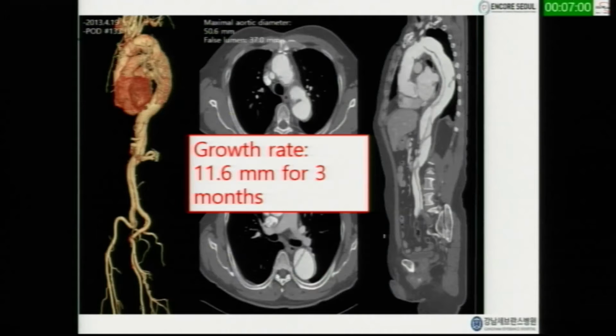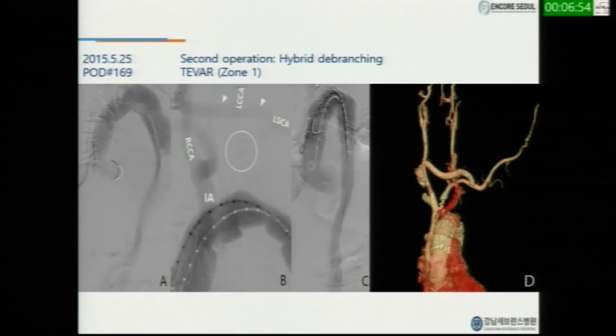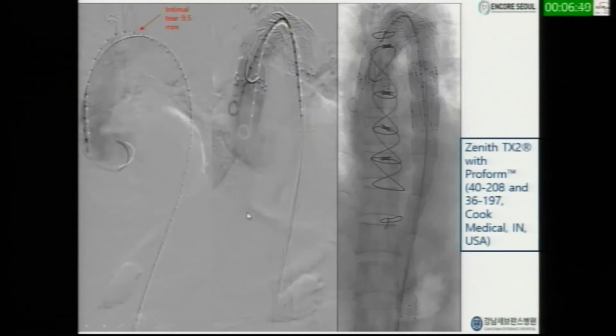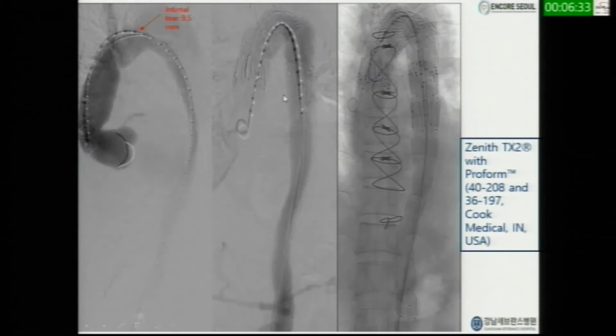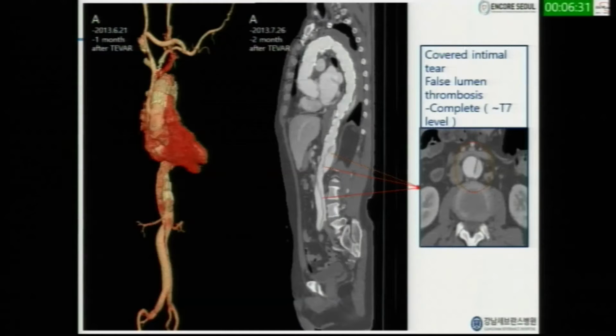And during the last 3 months, we had a growth rate of 11.6 millimeters. So we did hybrid debranching, zone 1 TEVAR. We took flow from the right common carotid to the left common carotid and left subclavian, plugging off the orifice of the left subclavian, and excluded the aneurysm through TEVAR. You can see the initial angiogram and the final angiogram. We used the TX2 Proform device.